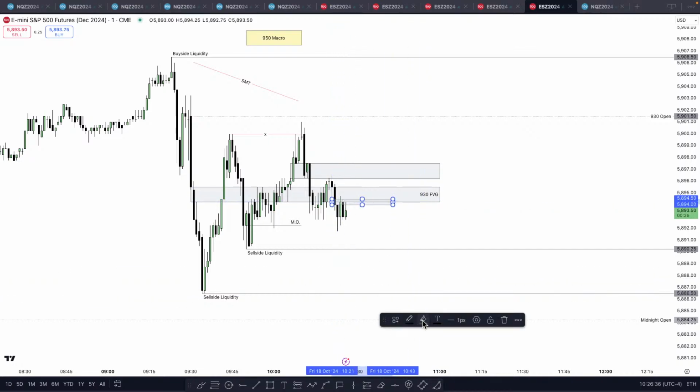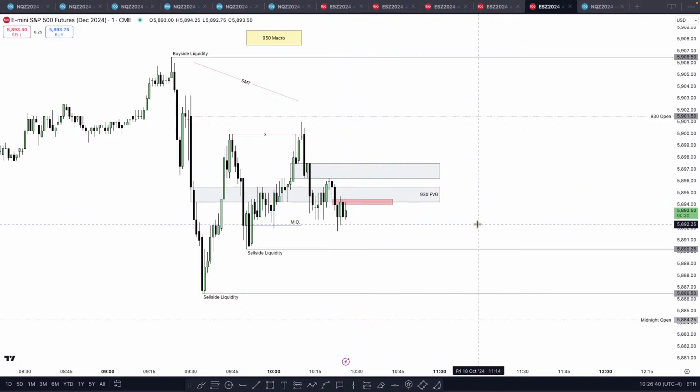So even right now, there should be no other reason for ES to come back up here if we're going to bleed lower now. And if we close above this structure, I'm going to get off.